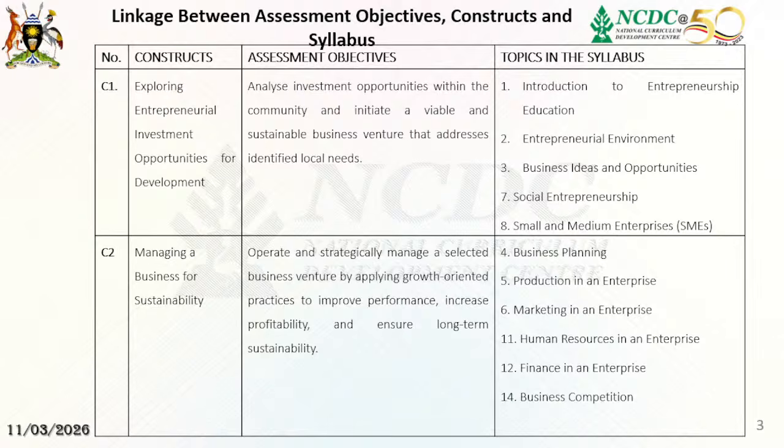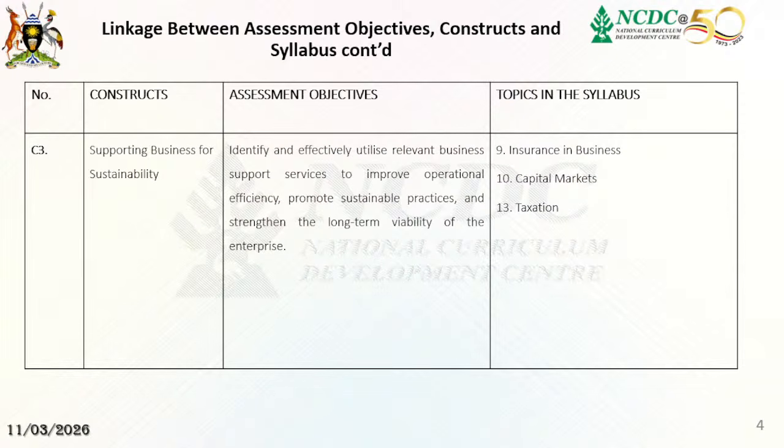The topics under that construct are business planning, production and enterprise, human resource and enterprise, finance and enterprise, business competition. Our last construct is supporting business for sustainability. And the topics in here, we have insurance in business, capital markets, and taxation.